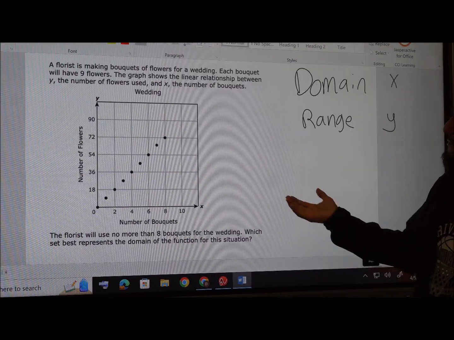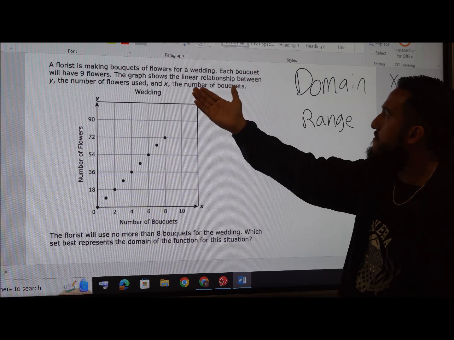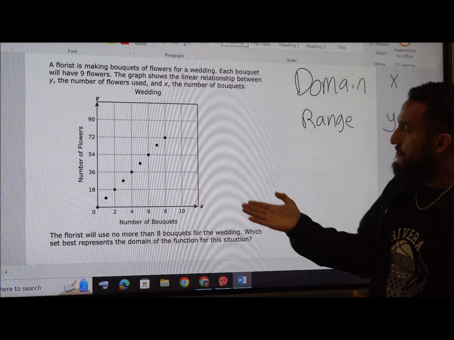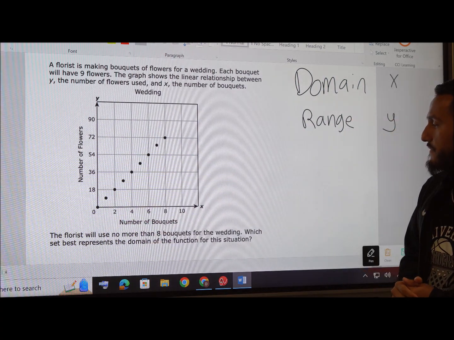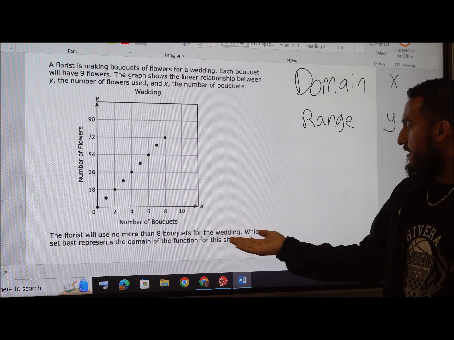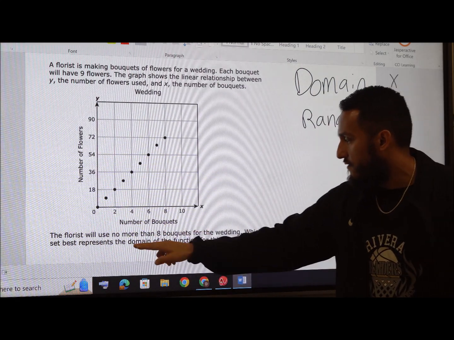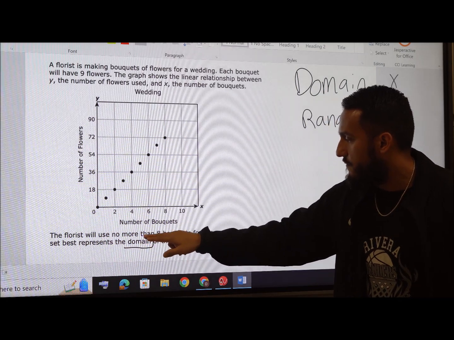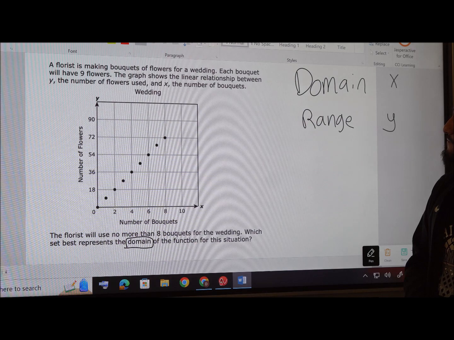Okay guys, so in this example, there's a whole paragraph up here and they're talking about flowers. We're still dealing with linear functions because if you look at these points, it is in a straight line, okay? But they're just not connected. The flowers will use no more than 8 bouquets for the wedding. Which set best represents the domain? They're asking you here about the domain of the function for the situation.